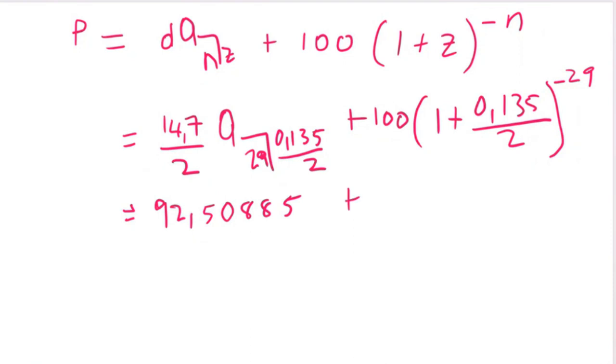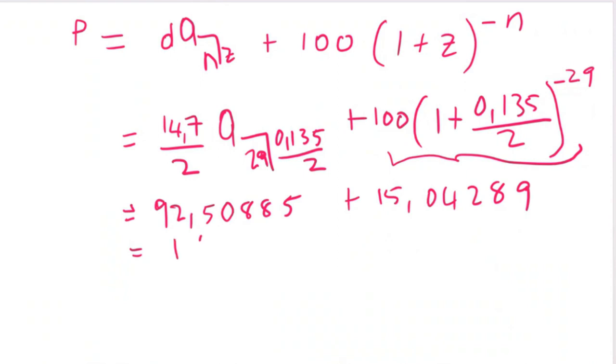And then you've got two parts, and this part is going to be 15.04289. Okay, so now our P there is going to give us 107.55174. That is your present value of your annuity for your bond.